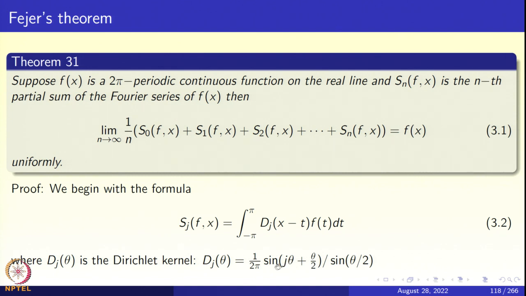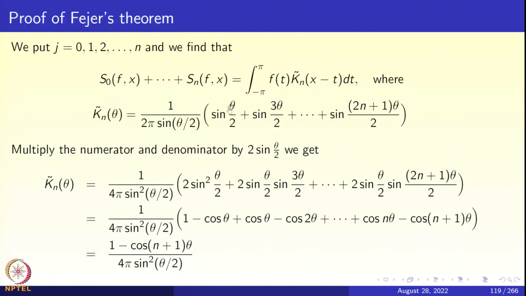When we put j equal to 0, it's simply sine theta by 2. When j equal to 1, it is sine 3 by 2 theta, etc. What do we get? Sine theta by 2, sine 3 by 2 theta, plus dot dot dot, sine (2n plus 1) theta by 2. Multiply the numerator and denominator by 2 sine theta by 2. We get 1 upon 4 pi sine square theta by 2.